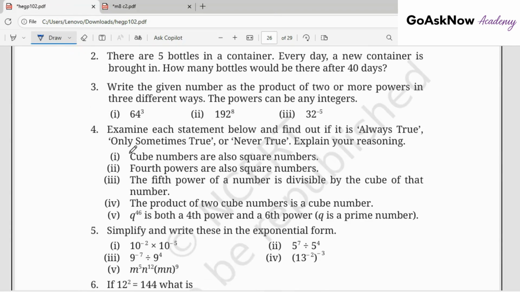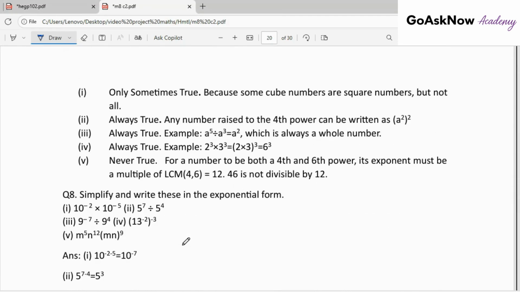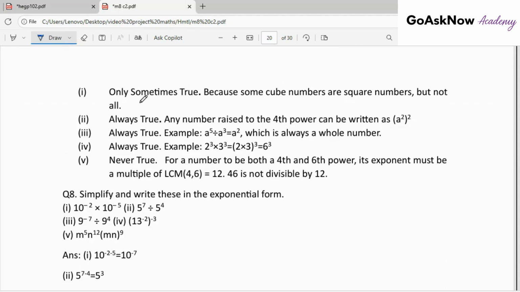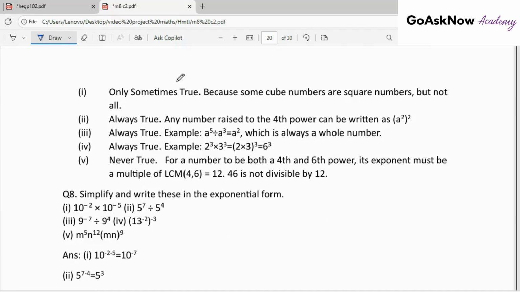Next, examine each statement below and find out if it is always true, only sometimes true, or never true. Explain your reasoning. Here, first one is let us cube numbers are also square numbers. Only sometimes true because some cubes are square numbers but not all. Next, fourth powers are also square numbers. Always true. Any number raised to the fourth power can be written as a power 2 whole power 2.